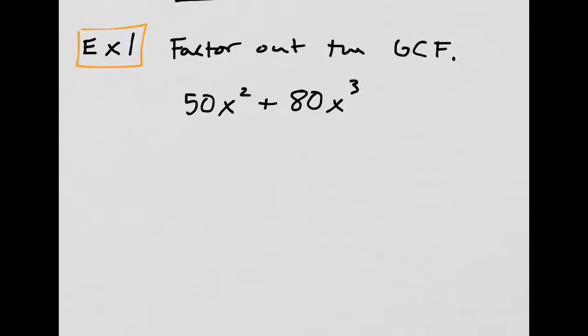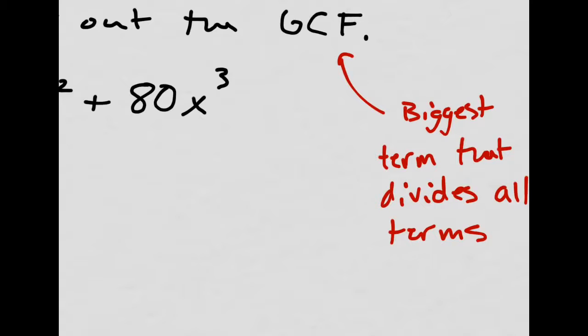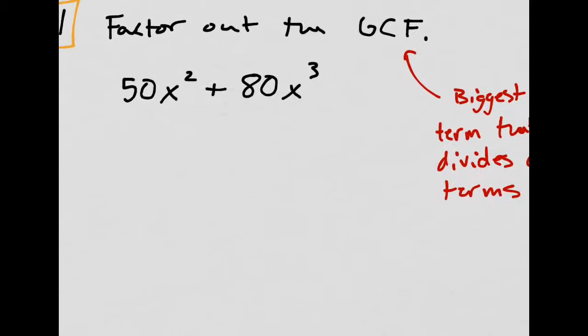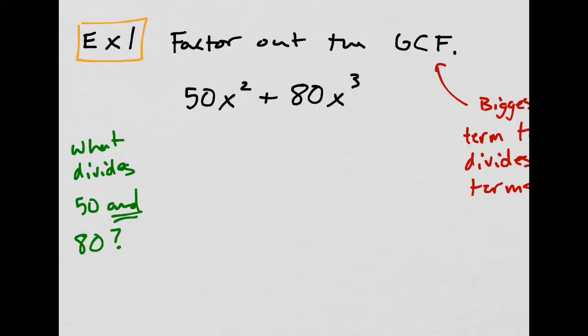So here's the first example. It's going to be very, very simple. Factor out the greatest common factor. Well, what is the greatest common factor? The greatest common factor is just the biggest number that divides both of your terms, or all of your terms. It's okay if you don't understand that yet, but here, I'm just going to ask myself, what divides 50 and also 80? And I'm trying to figure out the biggest number that does that.